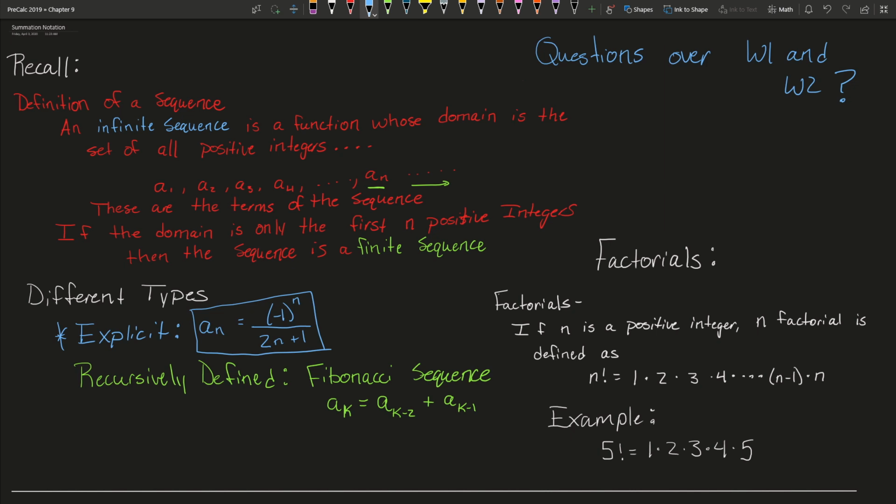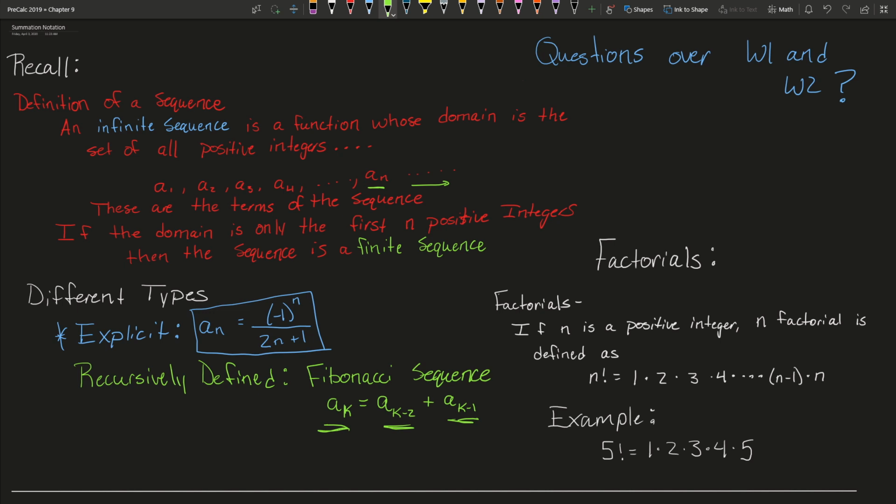And then there are recursively defined sequences, such as the Fibonacci sequence, which is a sequence in which every term is made up of terms previous to it. So what the Fibonacci sequence says is that the kth term, so some number of the term, is the sum of the two terms previous. So a_(k-2), that's two terms previous. a_(k-1), that's one term previous.